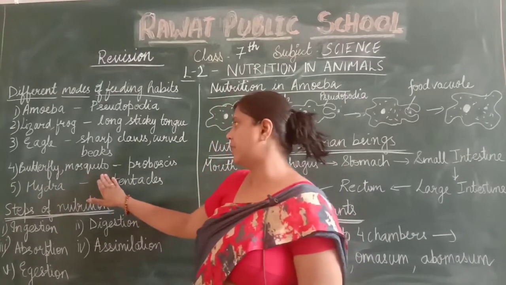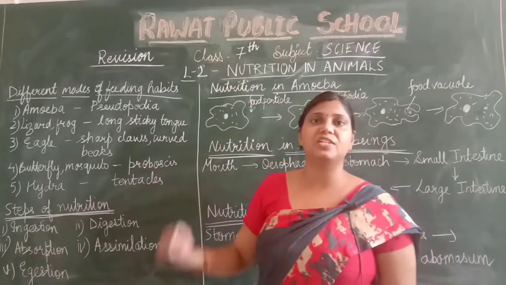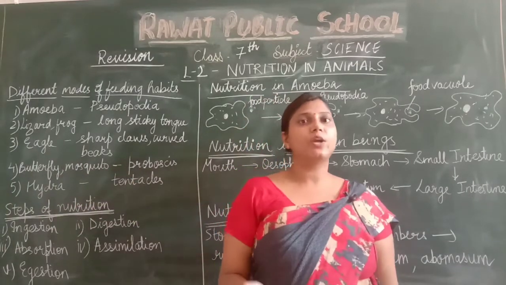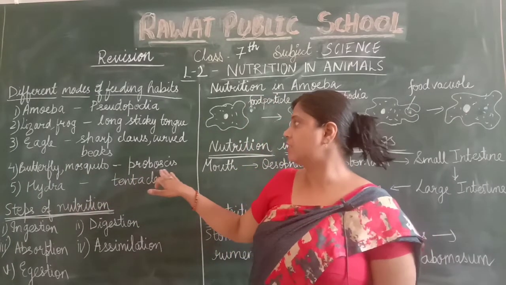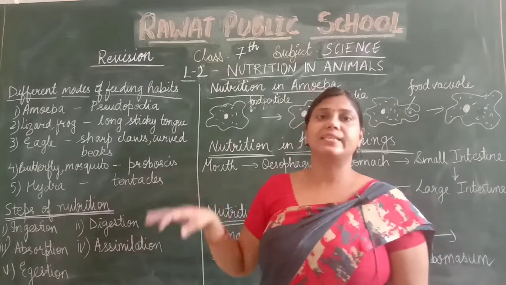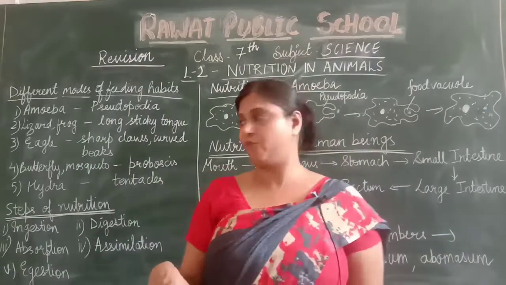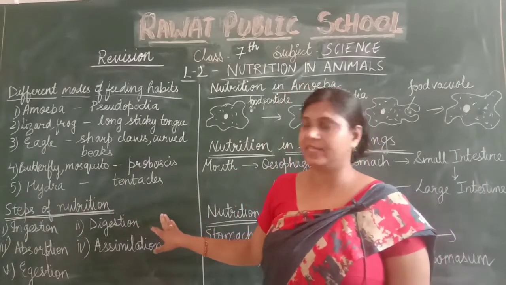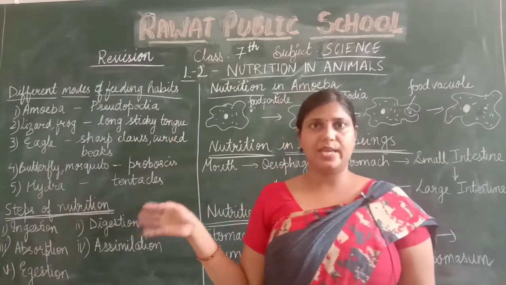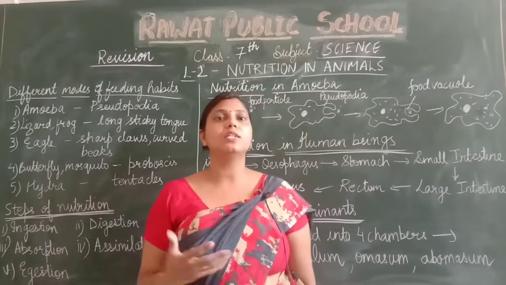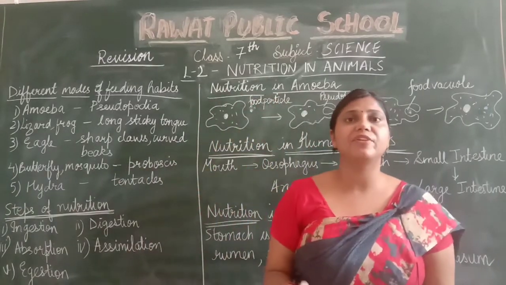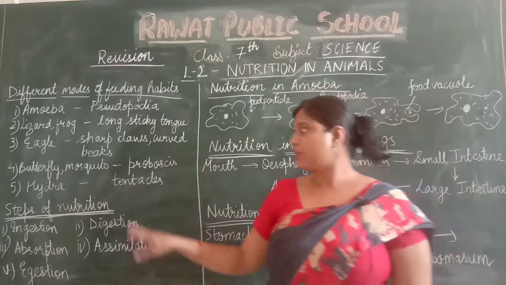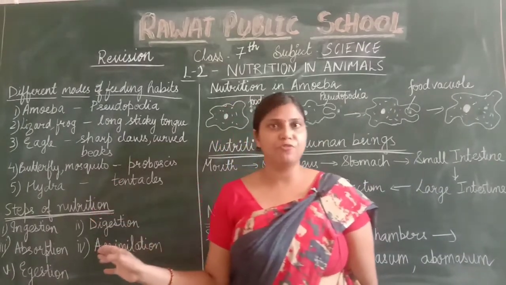Butterfly and mosquito have a special structure called proboscis. They take the food in the liquid form, so the proboscis is the special structure that takes the liquid food. Hydra have tentacles for obtaining the food. So basically here it is shown that all different organisms have different types of structures by which they can obtain their nutrition.